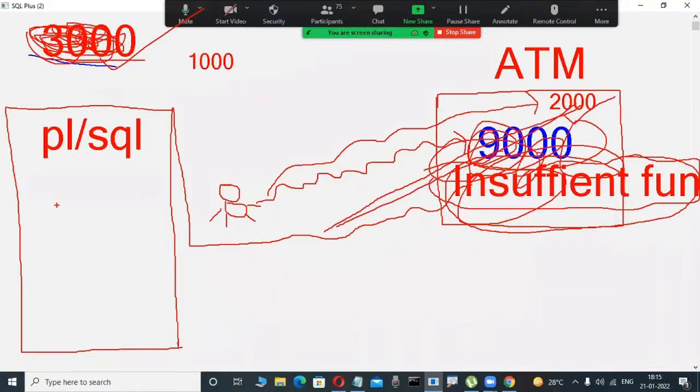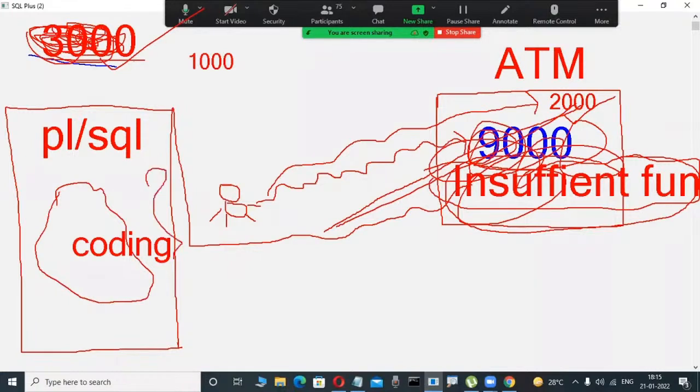Those are all the transactions, and how they are written is through coding only. They are writing code. That's why, for this type of coding, PLSQL developers are required on the project side.